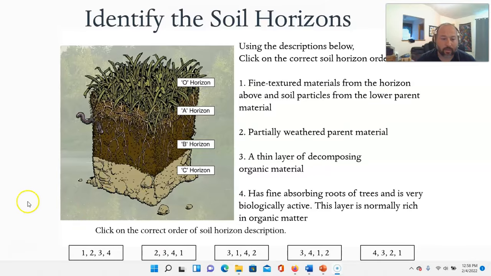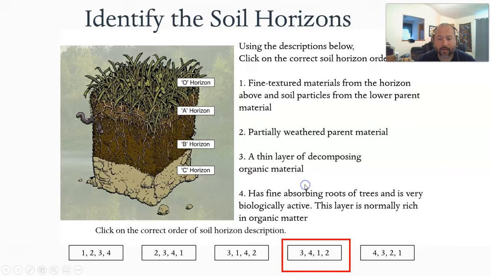Alright, so did you guess that one? 3, 4, 1, 2. So if we're describing the O layer, a thin layer of decomposing organic material, our A layer has fine absorbing roots of trees and is very biologically active, and this layer is normally rich in organic matter. Our B layer then has fine textured materials from the horizon above, the things that leach down, and soil particles from the lower parent material, right? The B horizon sitting right above that parent material. And then number 2, partially weathered parent material, that's the description of our C horizon.